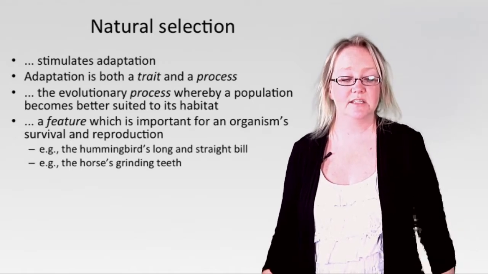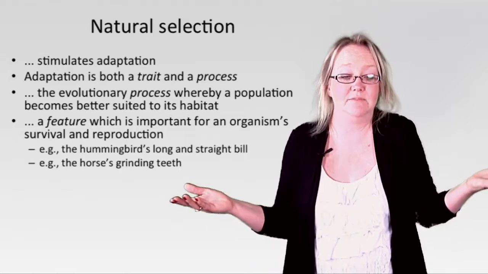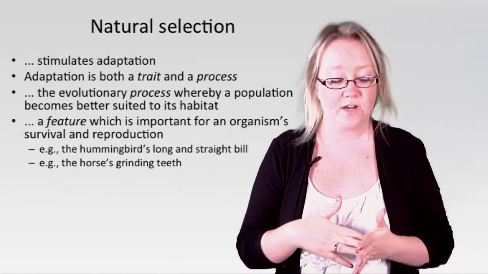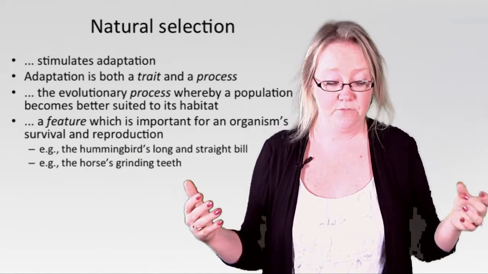So natural selection can select a feature which is important for an organism's survival and reproduction. That's an adaptation: a feature important for an organism's survival and often reproduction. Not always, but often reproduction.